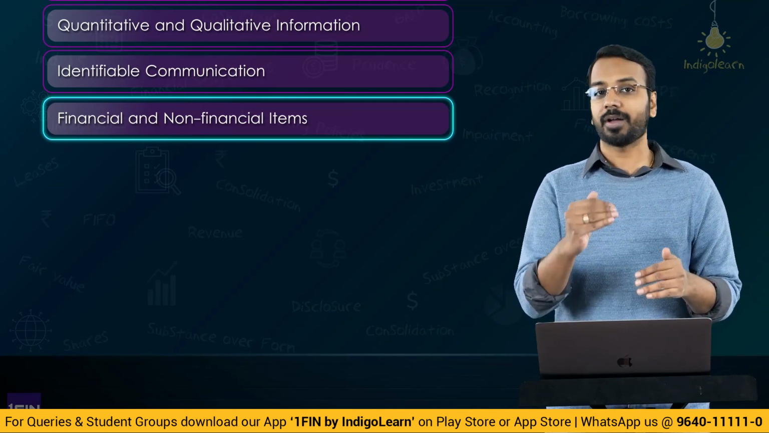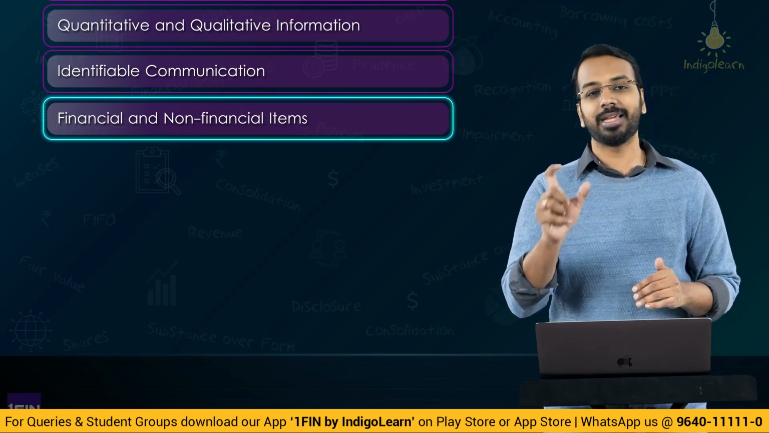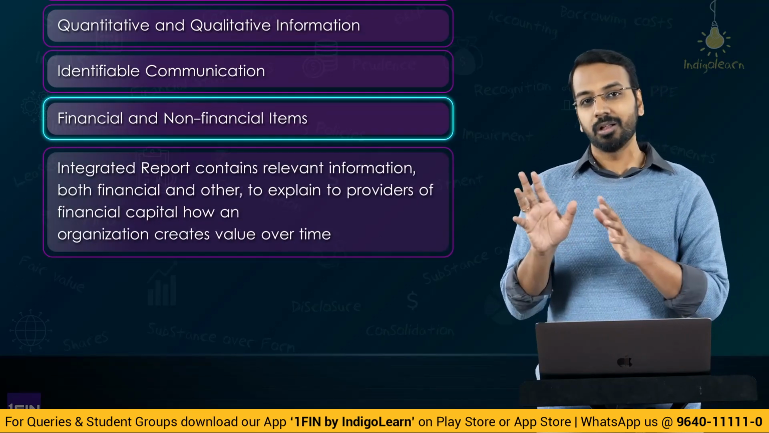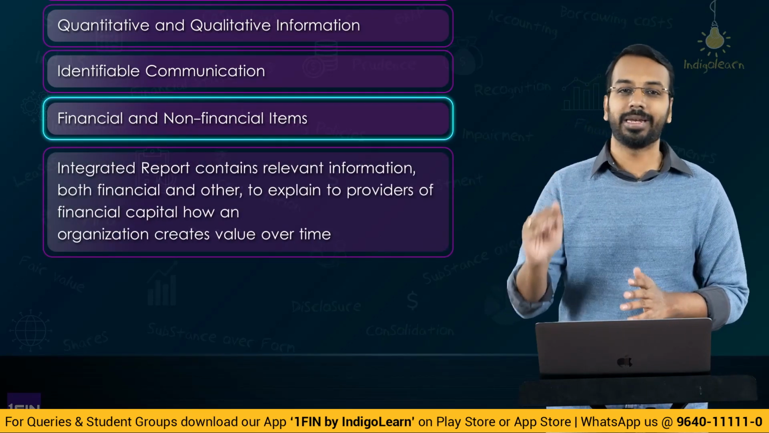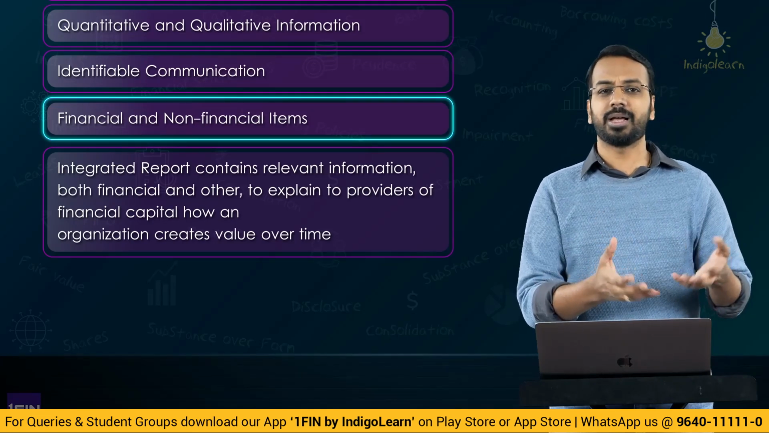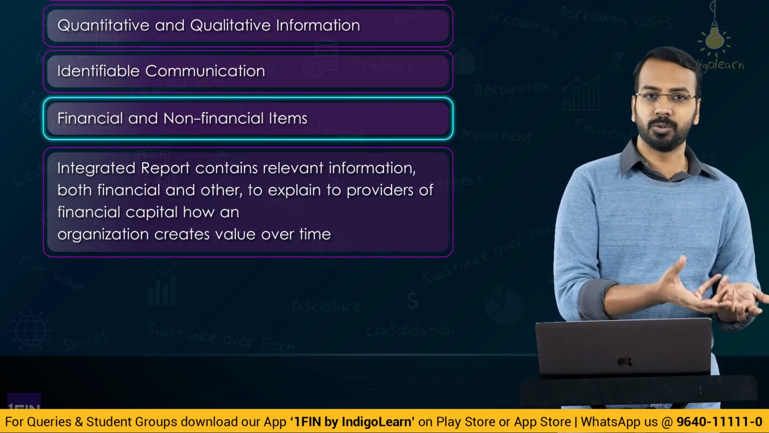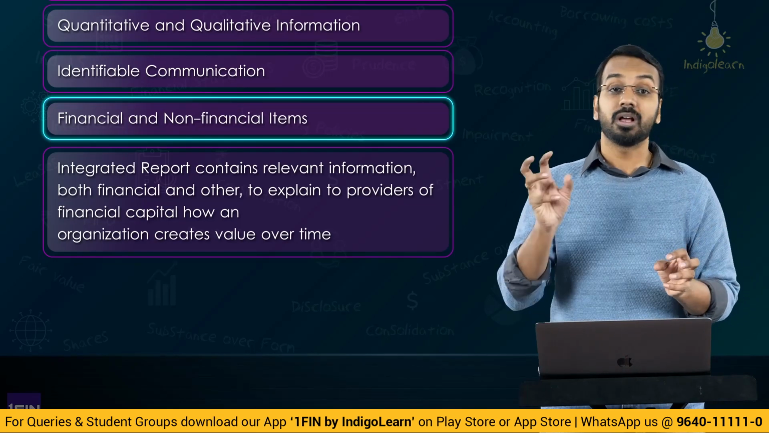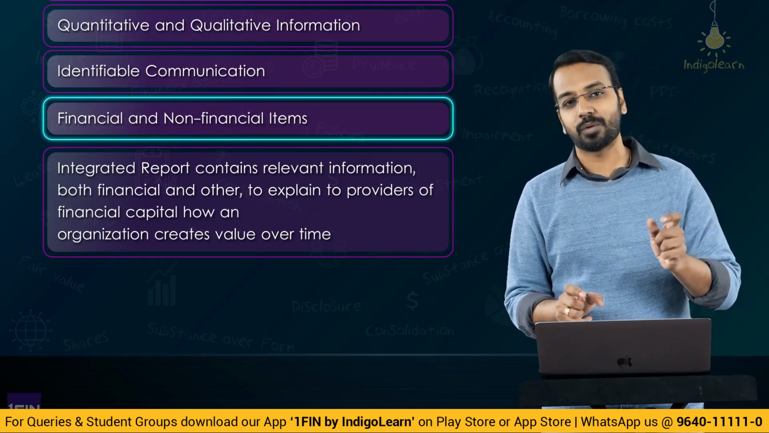Now here, when we are talking about financial and non-financial, financial items are those directly related to the financial reporting, like your revenue, net worth and all of that. Non-financial items are other than financial items, for example, number of employees, number of units produced and all of that. So it must have both financial items as well as non-financial items.